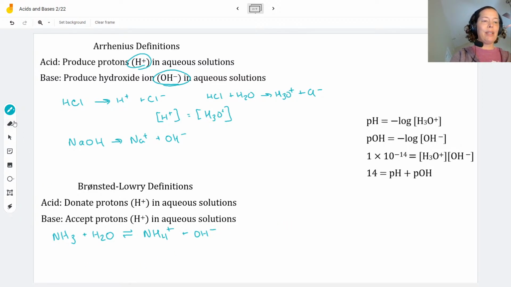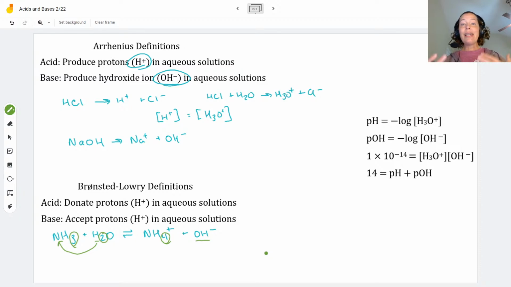So what has happened here? Well, one of the hydrogens, or one of the protons from water, is coming over here. It's being accepted by that nitrogen. And so instead of having NH3, we now have NH4. And of course, instead of having H2O, we now drop back to hydroxide. Okay, so the Bronsted-Lowry definitions are an expansion on the Arrhenius definitions.